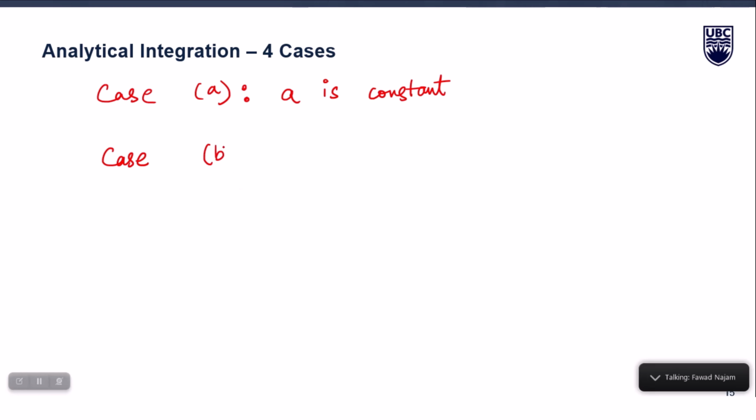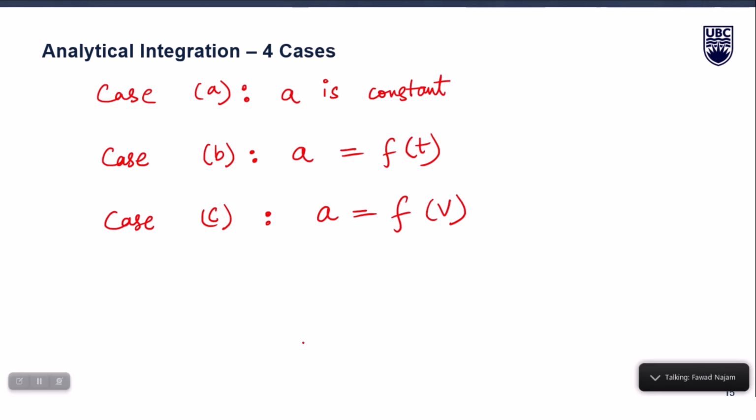So case B will be when A is given to you as a function of time. For example, A is equal to 2t square plus 24. So a function of time is given and you are asked to determine velocity and displacement. That is another category of problems. The third case will be case C, for example, and that will be A given as a function of velocity. And finally case D will be when A is given to you as a function of distance, displacement. So A is a function of S.